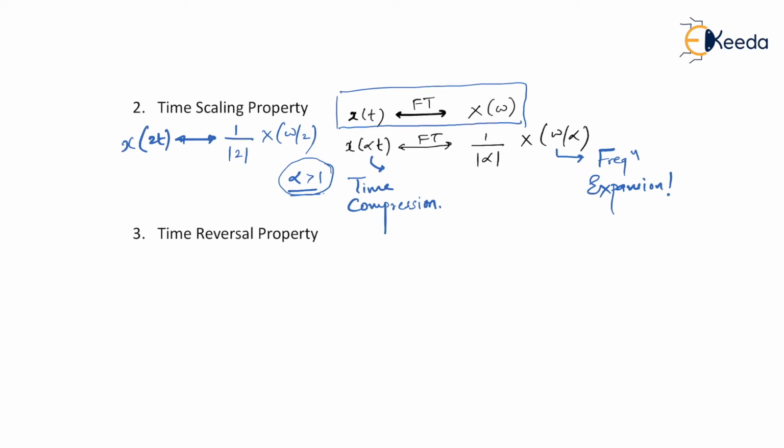Similarly, when I'm going for the time reversal property, let's say my signal is x of t having its Fourier transform as X of omega, then x of minus t, which is nothing but the time reversed version of x of t, will have its Fourier transform as X of minus omega. Next, we have the frequency shifting property. So we'll see what happens when frequency shifting takes place.